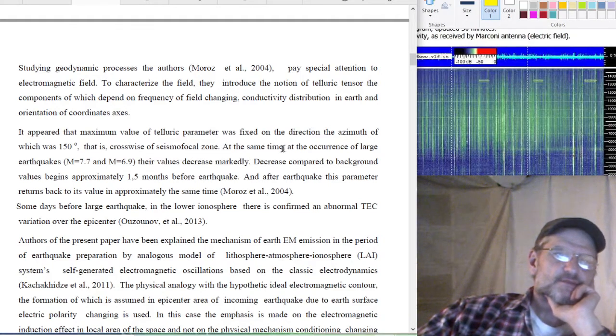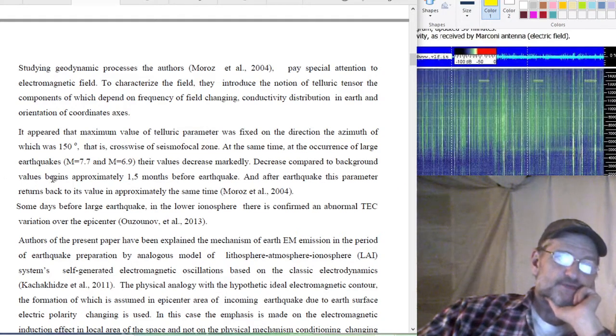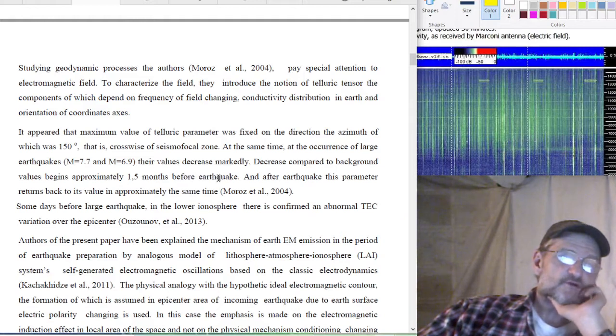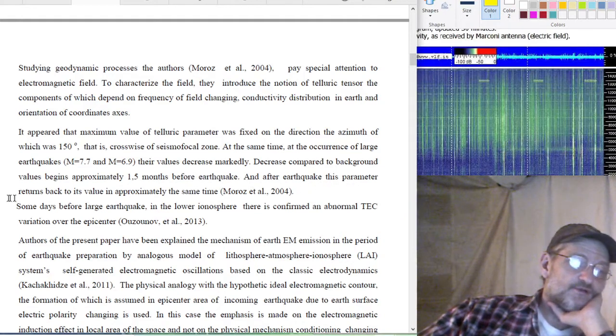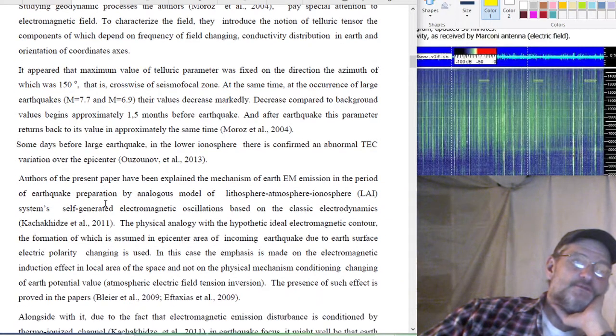All right. At the same time, the occurrence of large earthquakes, magnitude 7.7 and magnitude 6.9, their values decrease markedly. Decrease compared to background values begins approximately 1.5 months before earthquake, and after earthquake, this parameter returns back to its value in approximately the same time. Okay? Some days before large earthquake, in the lower ionosphere, there is confirmed an abnormal TEC, which is total electron count variation above the epicenter.